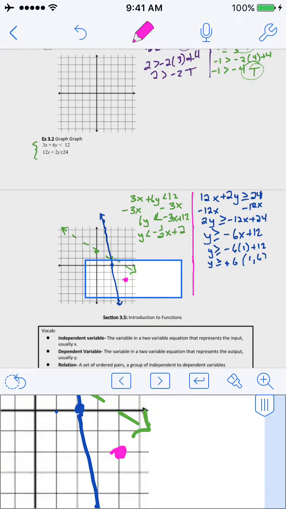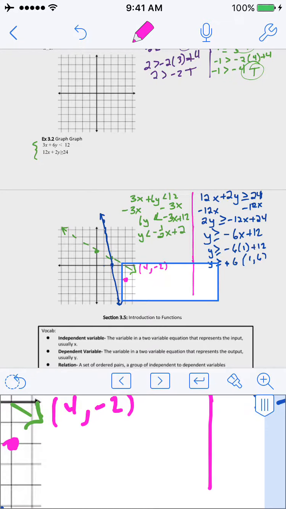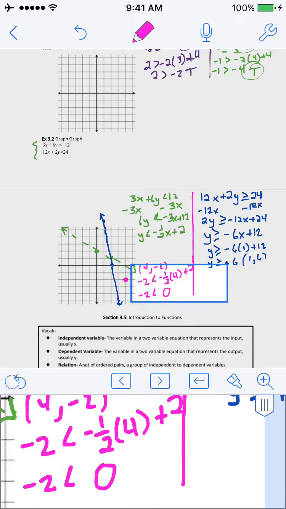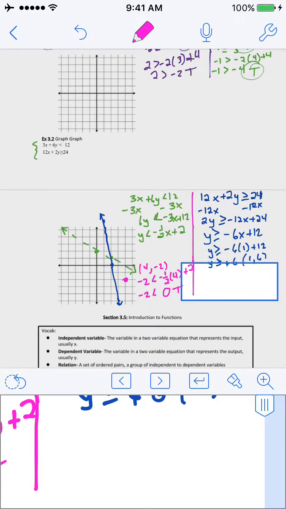Alright. And let's see, that's the point 4, negative 2. So this point 4, negative 2, I got to test that in both my equations real fast. Negative 2 is strictly less than negative 1/2 times 4 plus 2. Negative 2 is less than negative 2 plus 2, which is 0. Is negative 2 less than 0? Yes, that is true. Now I'll test it on the other side.